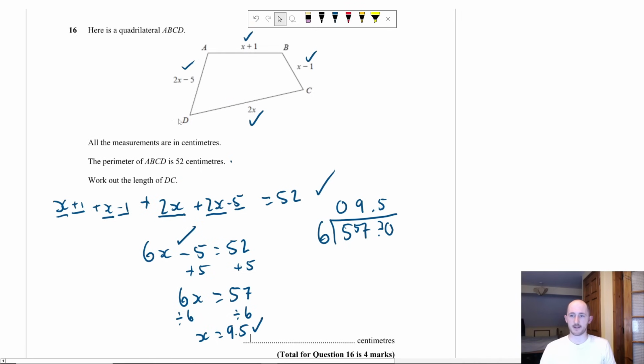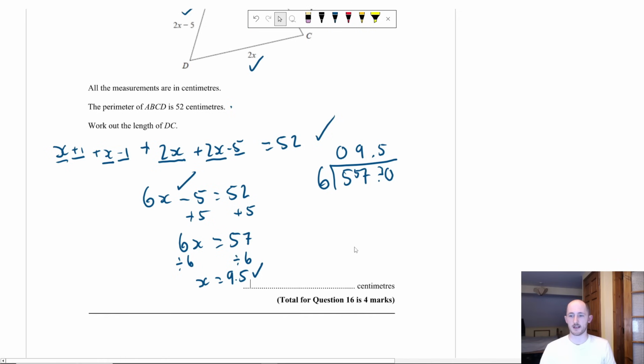It says to work out the length of DC, which is just 2x. So all you need to do for the fourth mark is do 2 times 9.5. 2 times 9 is 18. 2 times 0.5 is 1. 18 plus 1 is 19. Muy bien.